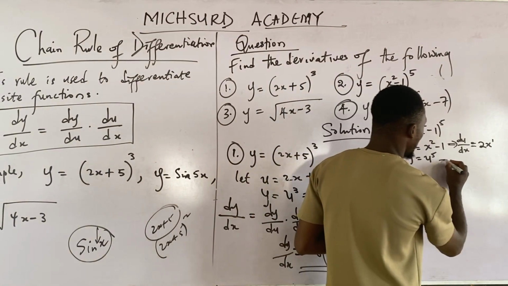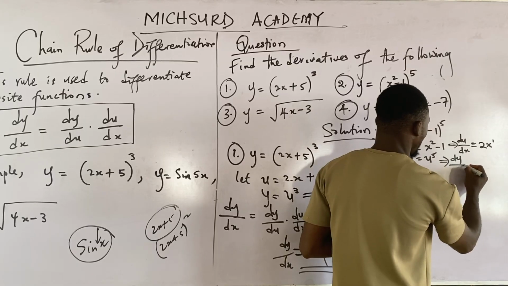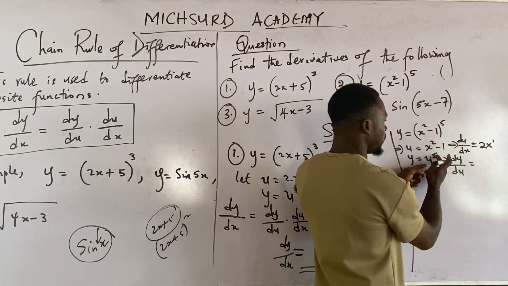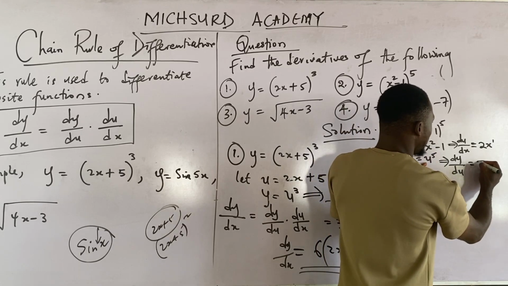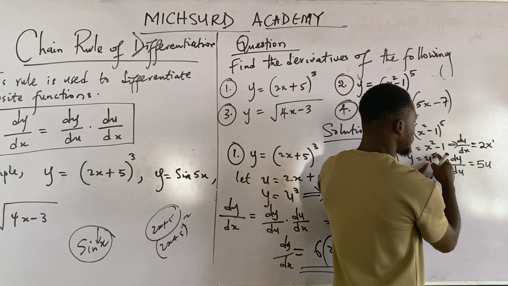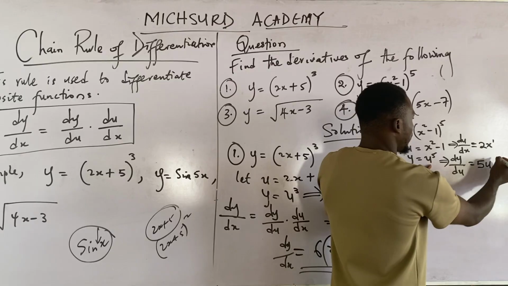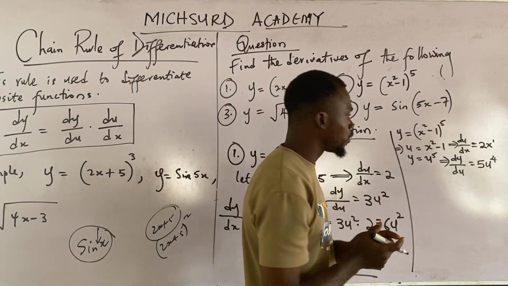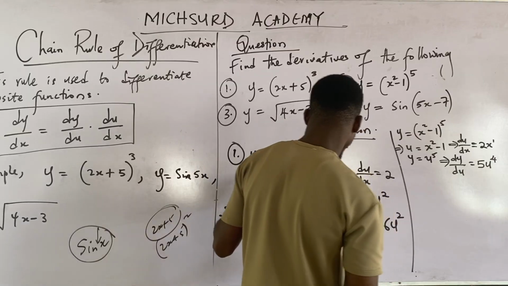Now we are also going to do the same. Differentiate y with respect to u. So if we differentiate y with respect to u, 5 will come over to this place. We'll be having 5u. Then we subtract 5 with 1. What will remain is 4. We have done the derivative. So now we go back to our chain rule.